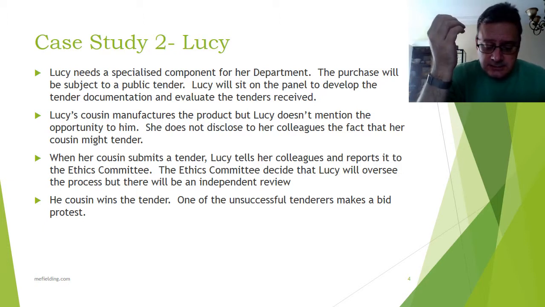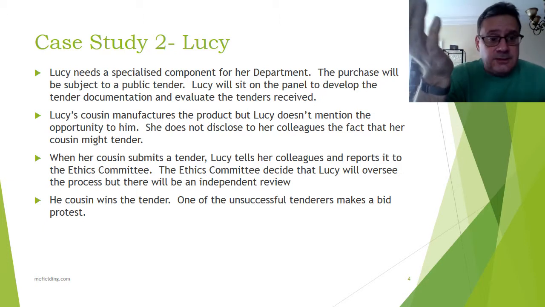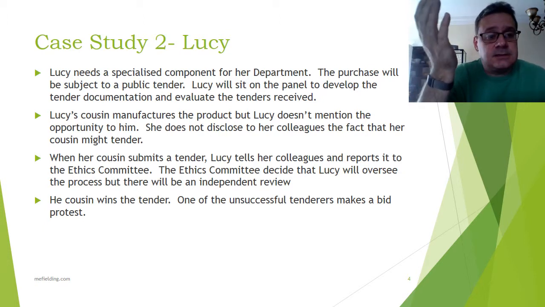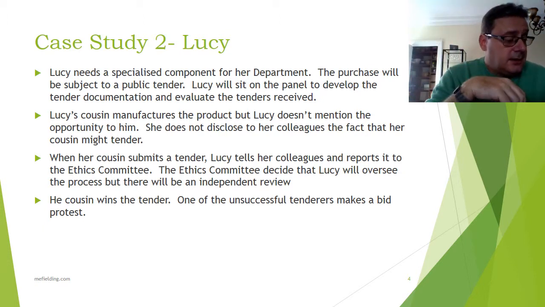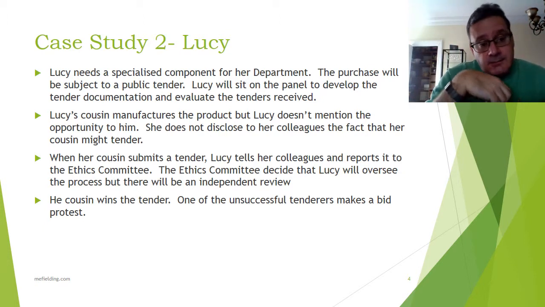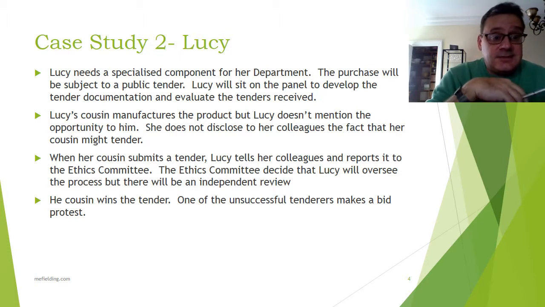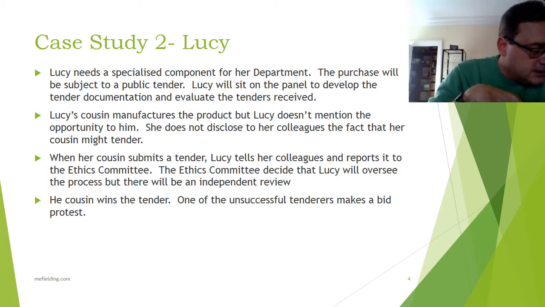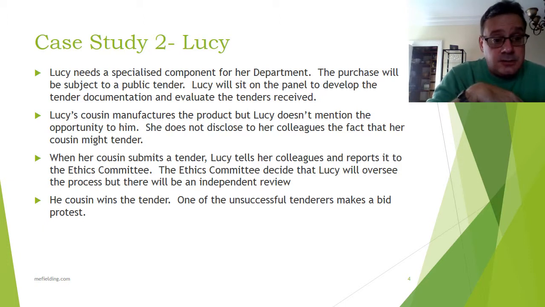So Lucy, therefore, again, what everyone is saying is that she should have come forward. I suppose you can say, well, maybe you didn't tell the guy about it, and maybe you didn't know for certain that he was going to tender, but if you've got a cousin who makes exactly the components that are in your, quote, specialised component for your department, you should have a pretty good idea that the guy's going to tender for this, and people should know that you know this, and you should come forward and disclose it.